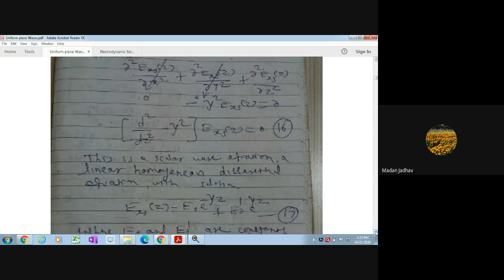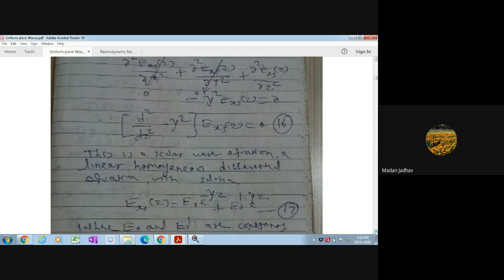Okay, and here Exs is nothing but your electric field intensity, which is a function of only z. And this is a linear partial differential equation. Now if you solve this linear homogeneous differential equation, the solution will be Exs(z) = E0 e^(-γz) + E0' e^(γz), where E0 and E0' are constants.